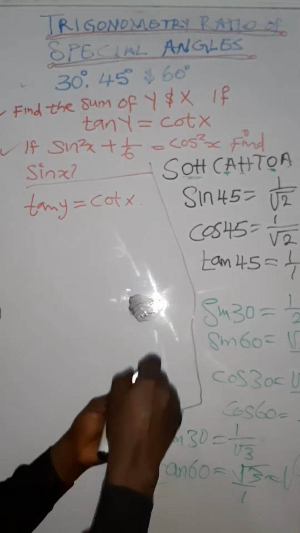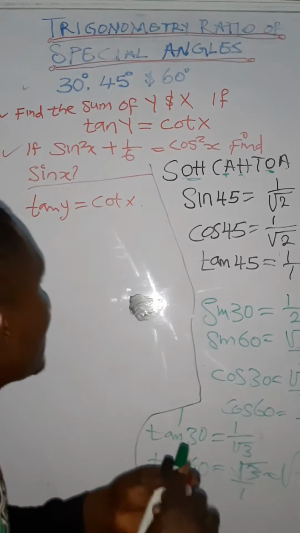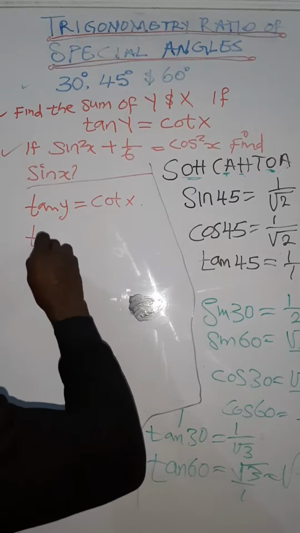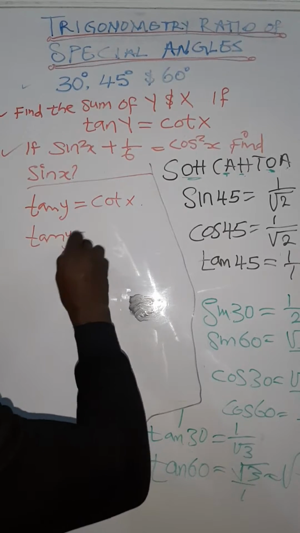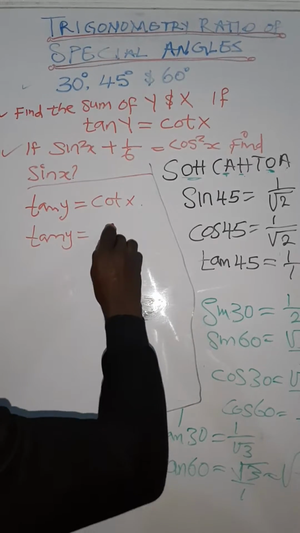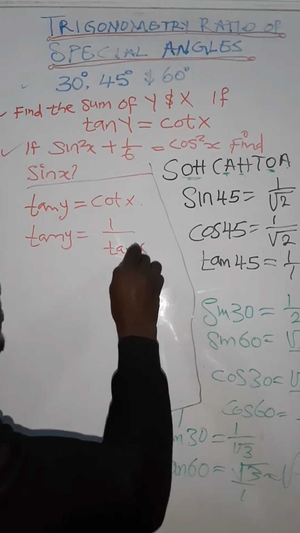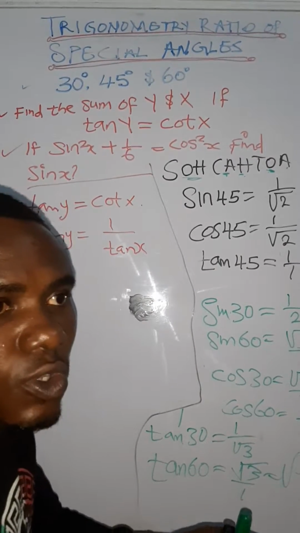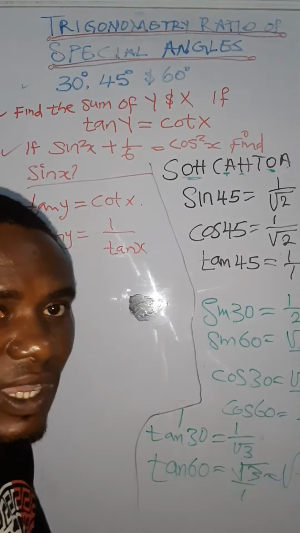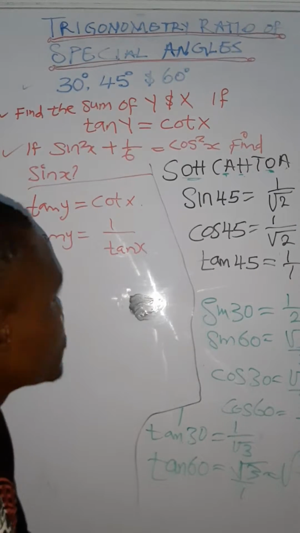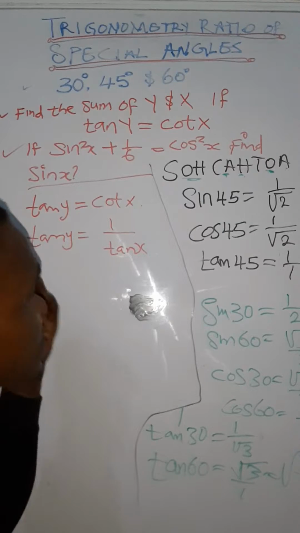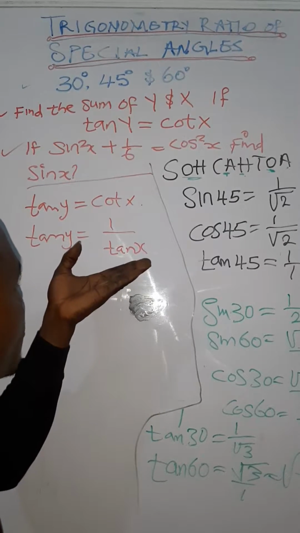And don't forget, in trigonometry, cot can be replaced as 1 over tan x. You just have to memorize this also. So cot is the same thing as 1 over tan x. So cot is the reciprocal of tan.